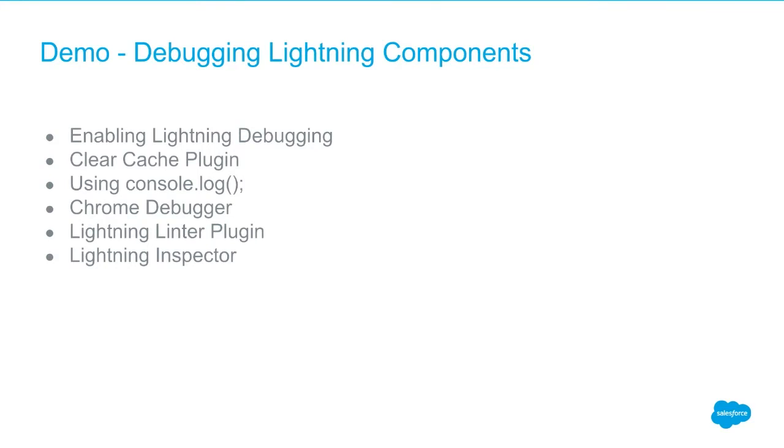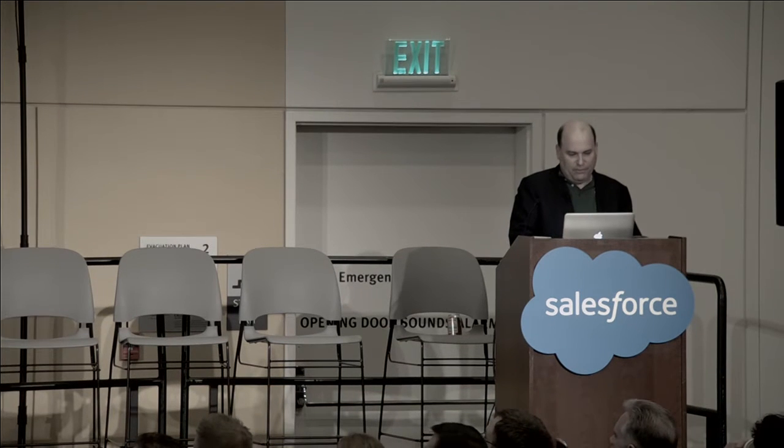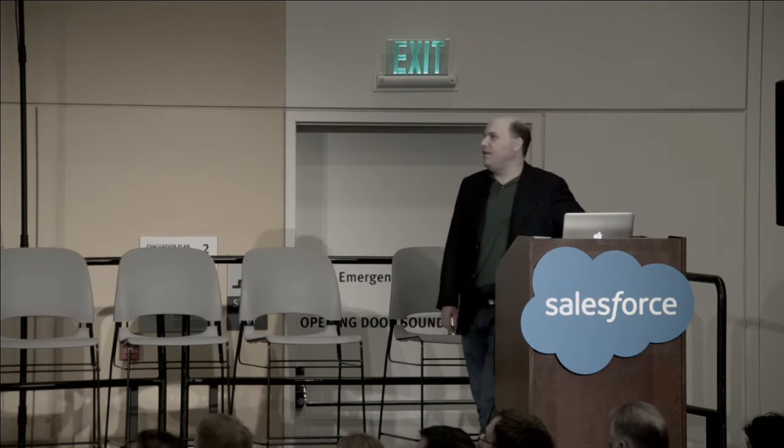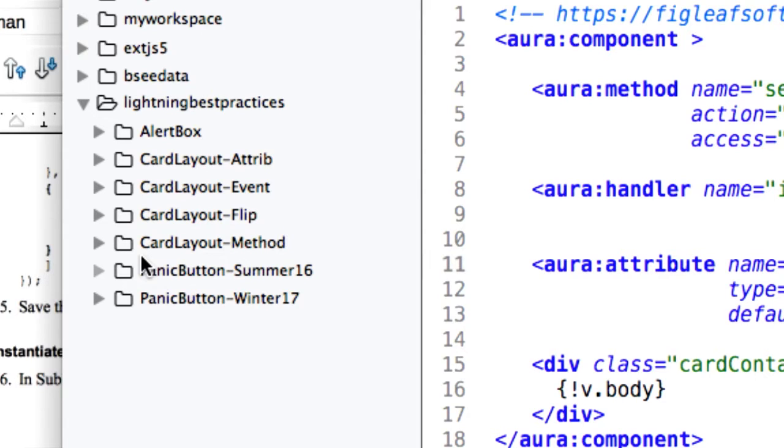And this has really been invaluable to me for both learning Lightning as well as figuring out some of the perhaps undocumented features, so to speak, of the platform, some of which we'll be talking about today. So let me do a quick little demo here of debugging. And one of the things that I've tried to do in this presentation is give you a lot of code. We've got 5 or 6 different components here that are on a GitHub repo that you can download.